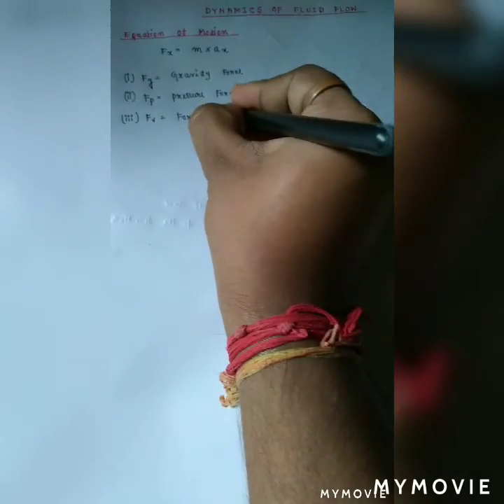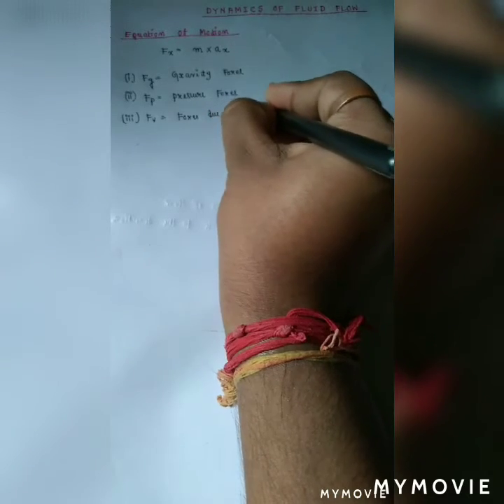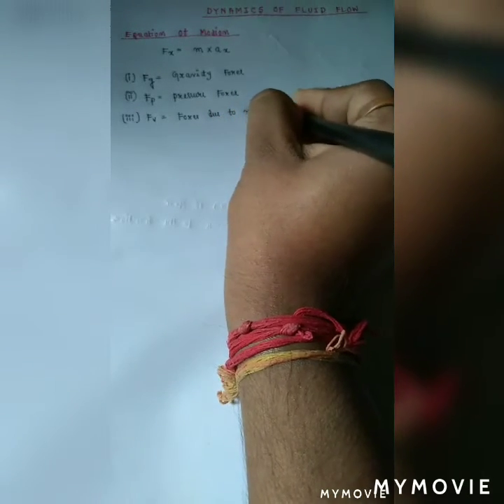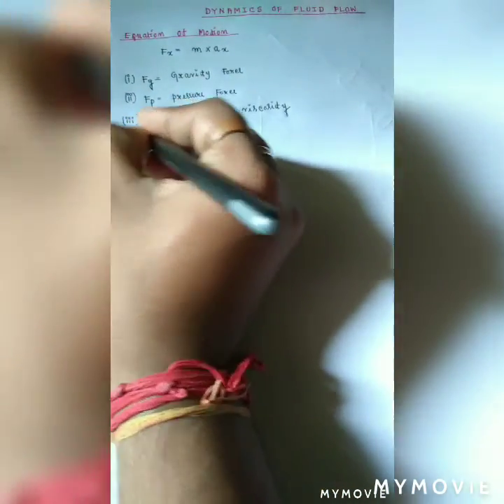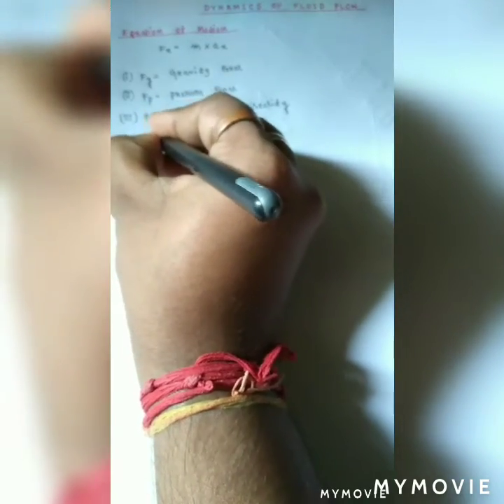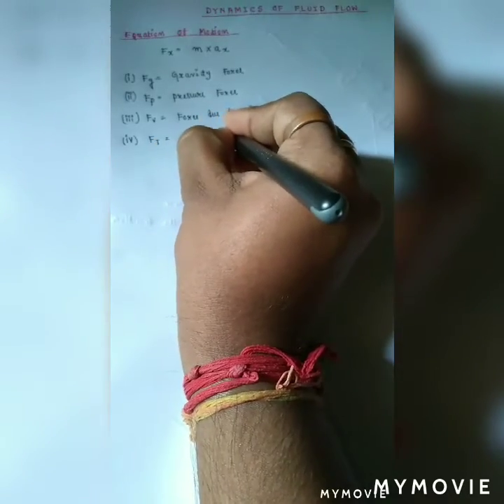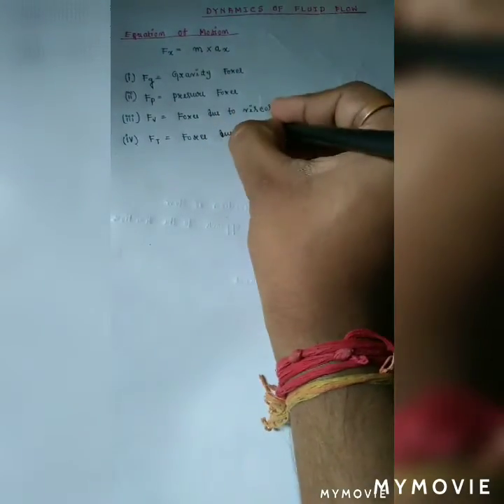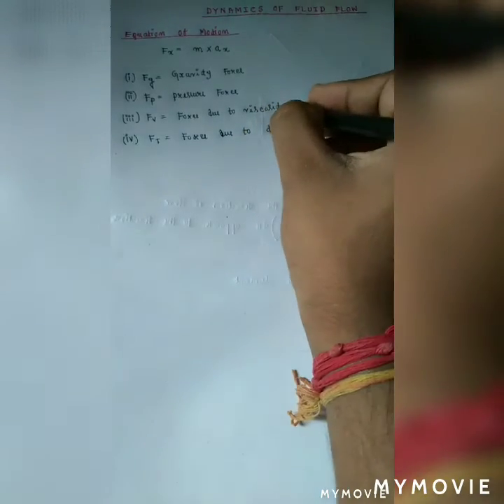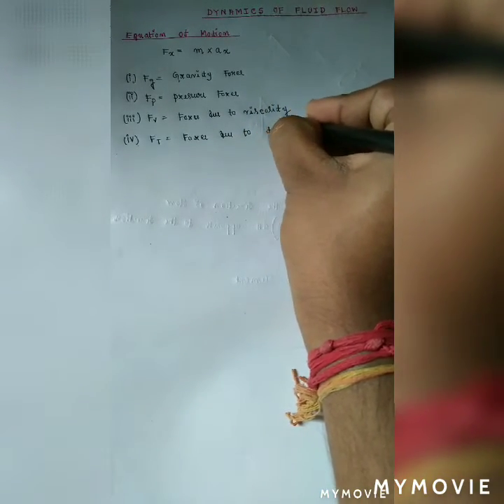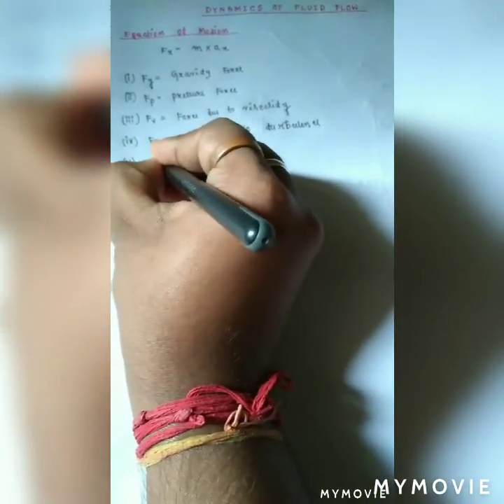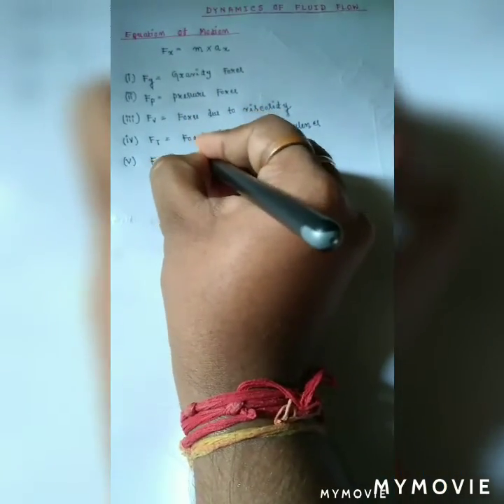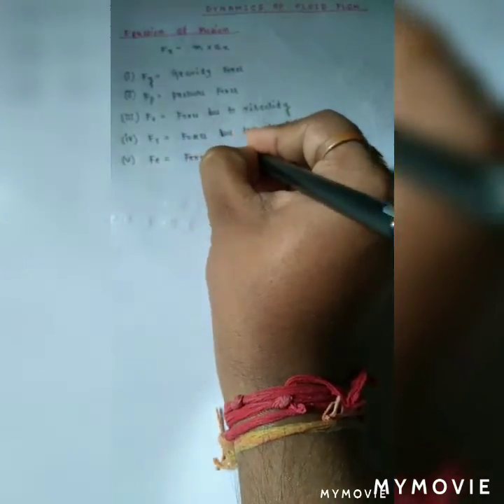In the fluid flow, the following forces are present. Number one is gravity force, Fg. Number two is Fp, that is pressure force. Number three is Fv, that is force due to viscosity. Number four is Ft. Ft means force due to turbulence. And the last one is Fc, the force due to compressibility.